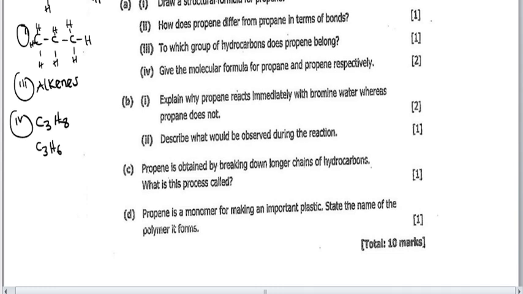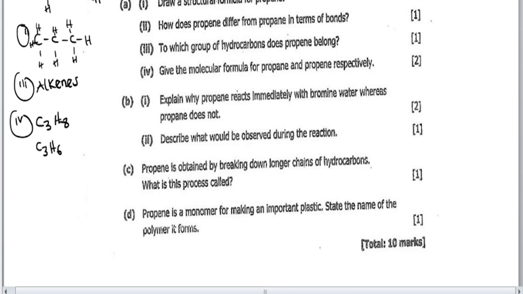Okay. Describe what would be observed during the reaction. During the reaction of an alkene with bromine, the bromine water is decolorized. So whenever bromine is reacting with an alkene, the bromine water becomes decolorized.